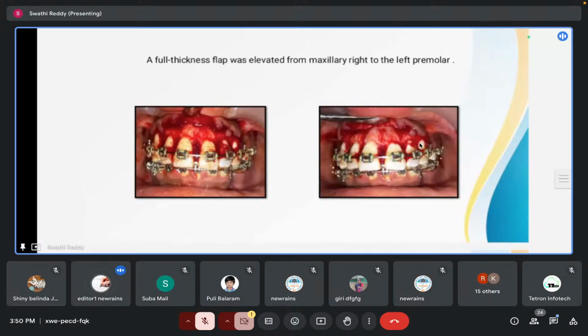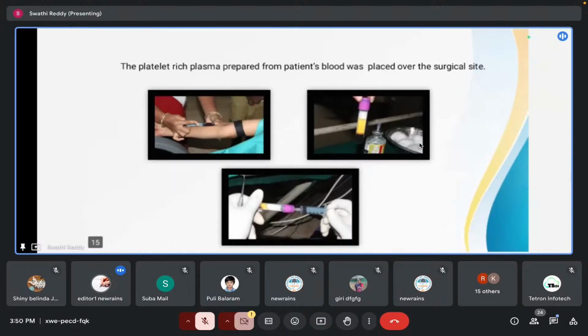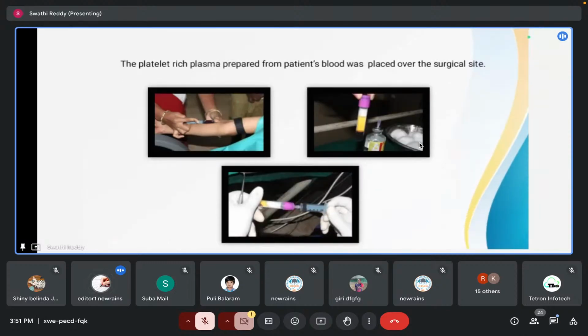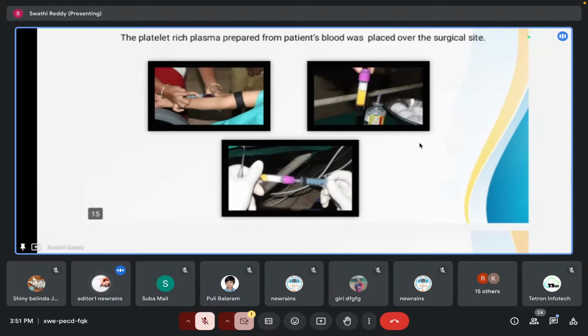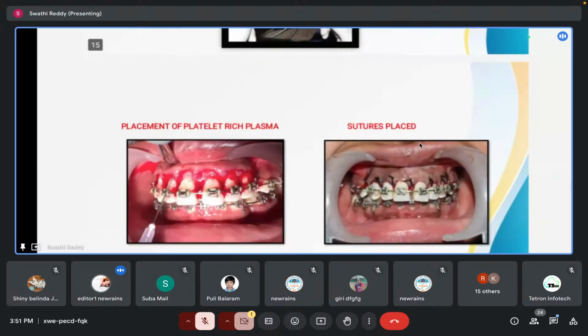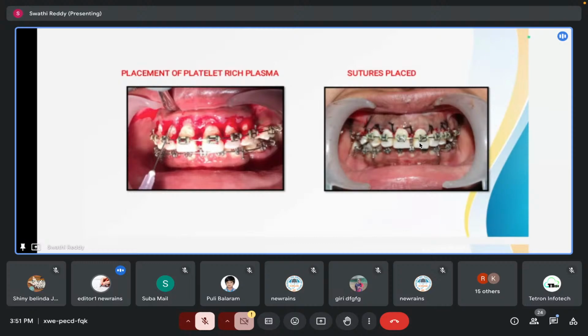Before starting the procedure, we have to raise a full thickness flap from the maxillary right premolar to the maxillary left premolar, and then we give the decortication cuts in between the two roots, up to the apices of the teeth. Then the platelet-rich plasma, which is an autograft, is taken from the patient's own blood, from the antecubital vein, and we centrifuge that at around 3,800 RPM. After the decortication cuts, we place the platelet-rich plasma there and suture back.